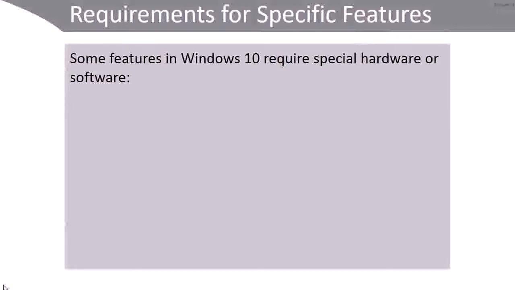Some features of Windows 10 require special hardware or software. So, for example, client Hyper-V requires a 64-bit version of Windows 10 Pro or Windows 10 Enterprise and a computer that supports second-level address translation. You'll also require additional memory. Cortana is a digital assistant. It uses voice control, and therefore you require audio capability.